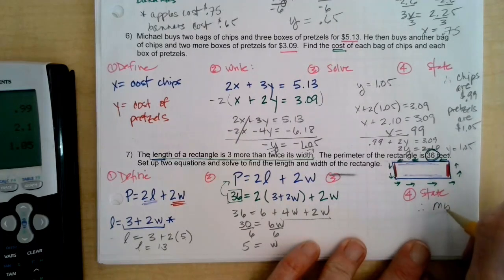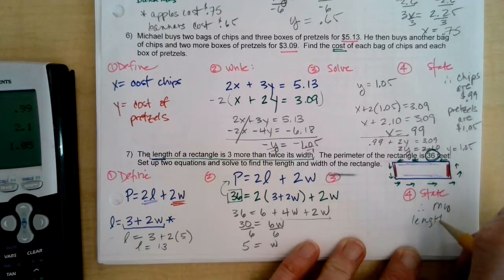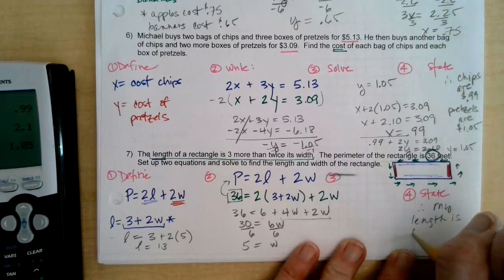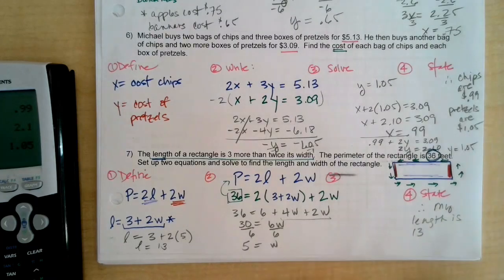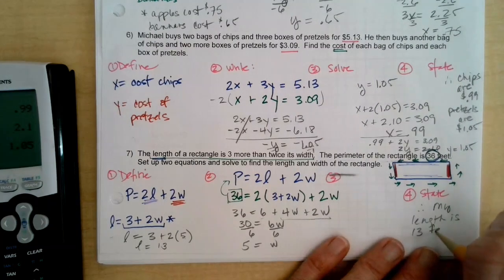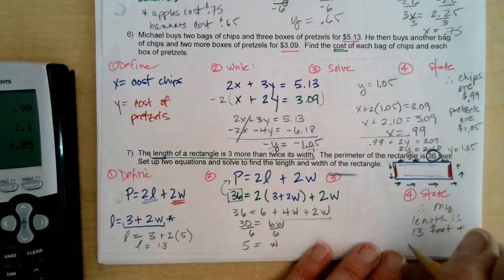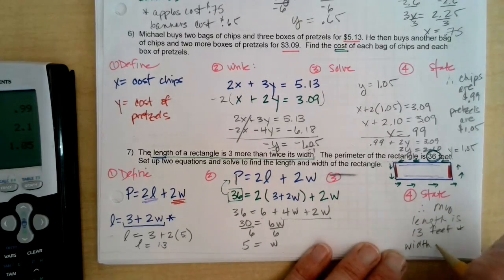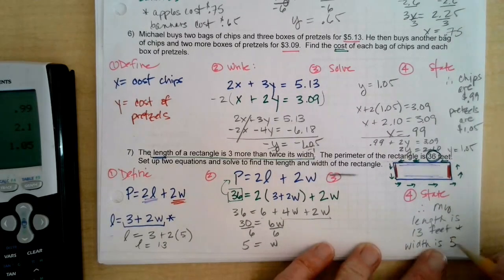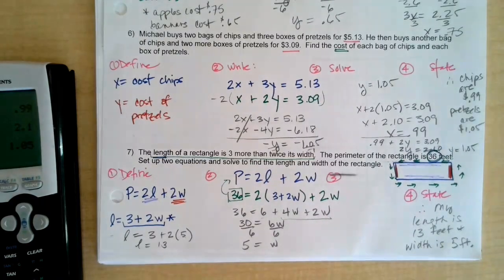Therefore, my length is 13 feet. And your width is 5 feet. All right, good job. I hope you got them right.